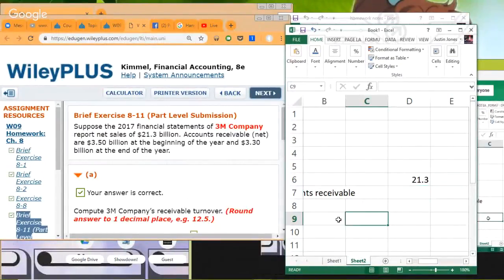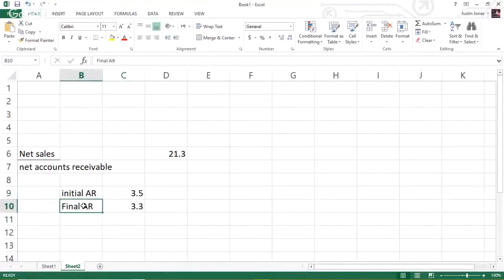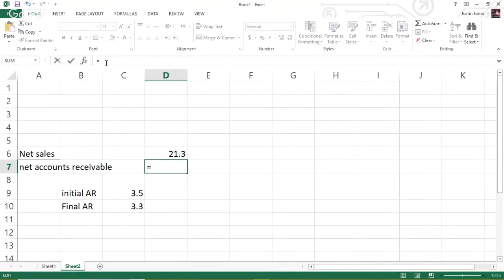And then initial accounts receivable, and then final accounts receivable. We have 3.5 and 3.3. So now what we need is the average of the initial and the final accounts receivable. So I'm going to do a little equation here: equals average of 3.5, comma, 3.3. Now I know it's going to be 3.4 because that's a really easy average to do.